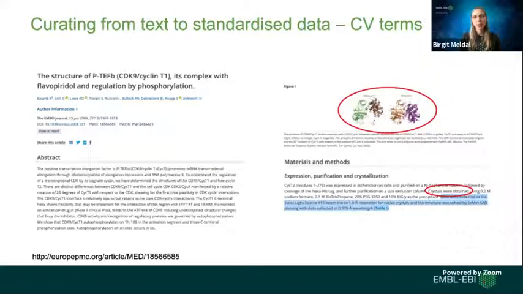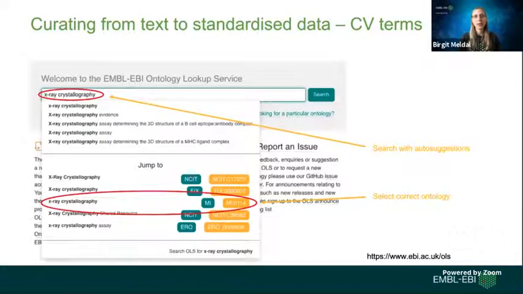And this paper, at least one of the experiments, was done by crystallization, which was quite straightforward to find from the text. But crystallization is just a name. So again, we need to find the identifier. Next, please. And for that, we use the ontology lookup service, which is publicly available and contains nearly 300 biological ontologies. And it's making our life very easy because you can just write the term that you're looking for into the search box, and then it suggests different terms and in different ontologies.